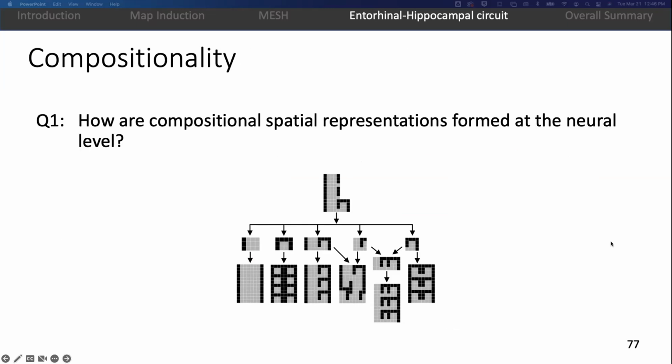All right, so far we've talked about memory, we've talked about storing discrete memories, we've talked about storing sequences of memories, and how we can look at the hippocampus now and think about it as having unified spatial and non-spatial memory. And now the question is, how can we generate compositional spatial representations at the neural level, which is the second thing that we were interested in.